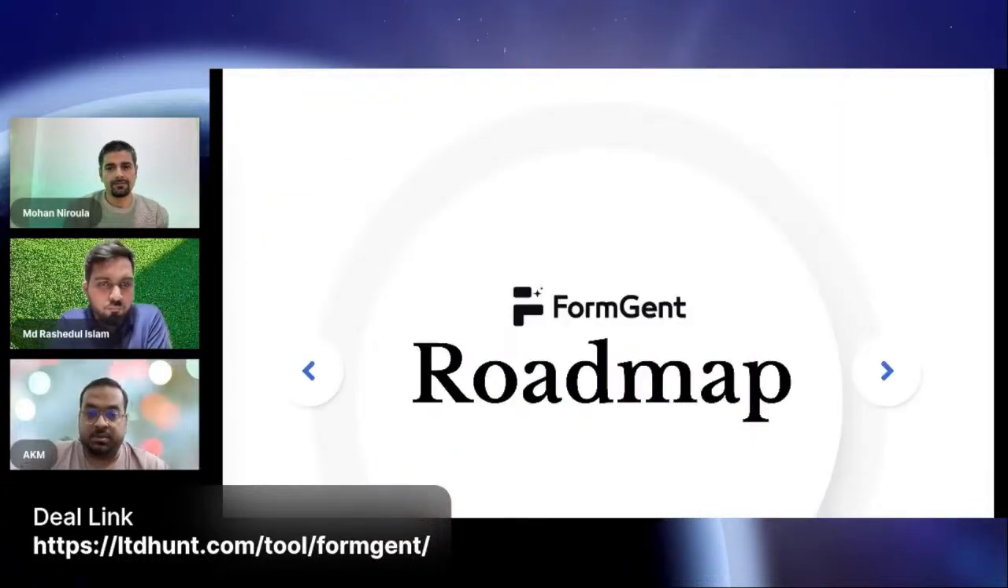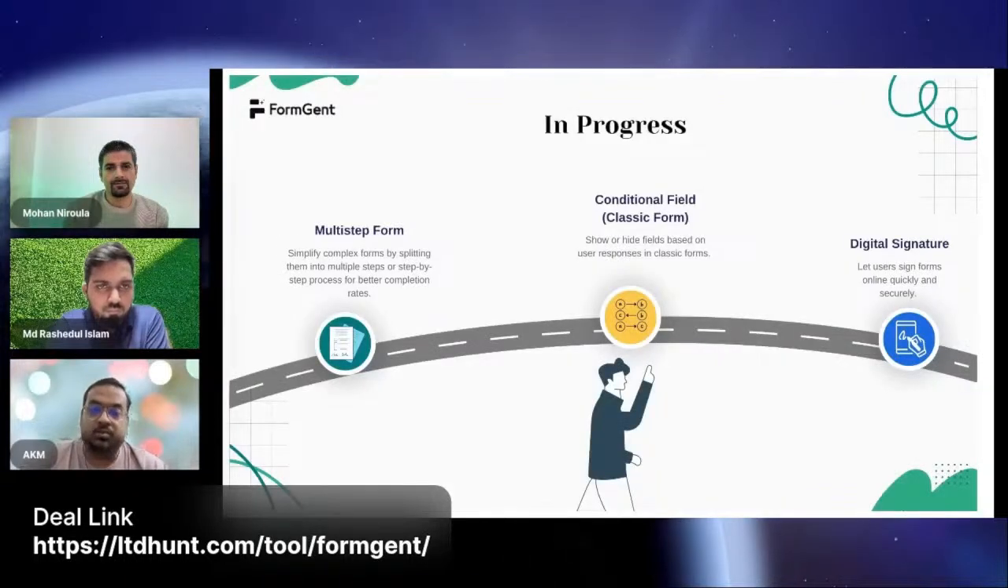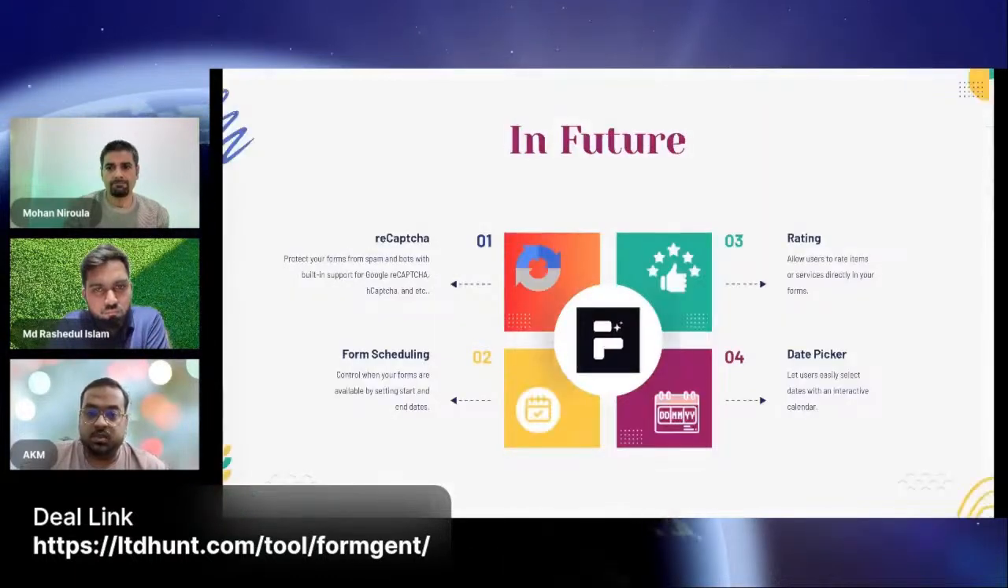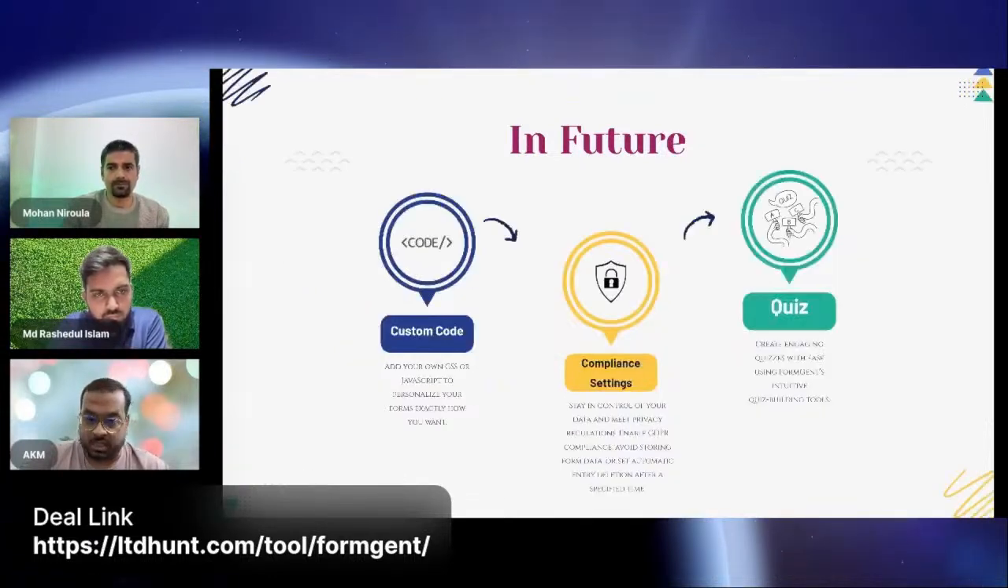So let's have a look at the roadmap of this product. Right now in progress, we have multi-step form, conditional field for classic form, and the digital signature, which is very important. Then we'll work on advanced AI, file upload system, payment system, form restriction, and conditional logic for conversational form. We also have some other features in the pipeline like reCAPTCHA, form scheduling, rating system, date picker, custom code, compliance settings, and quiz.